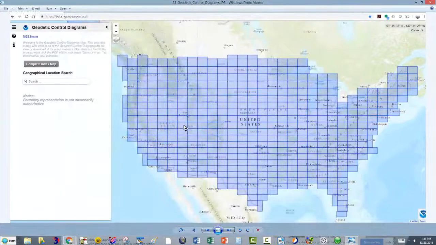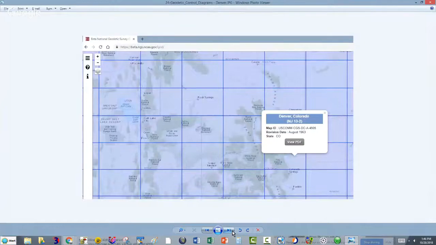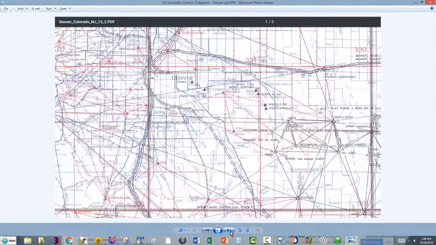Anyway, continuing on, I've given you this link, and let's just say you had an interest in looking up some control diagrams over near Denver. You could come here, click on this, and it would bring up a PDF of the triangulation, not only the triangulation, but also the leveling. The leveling is going to be shown here. And sometimes you'll see traverse lines as well. It also differentiates the different agencies that made these observations.